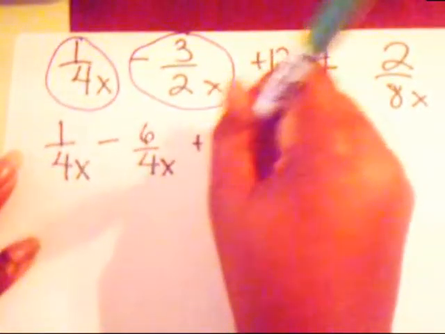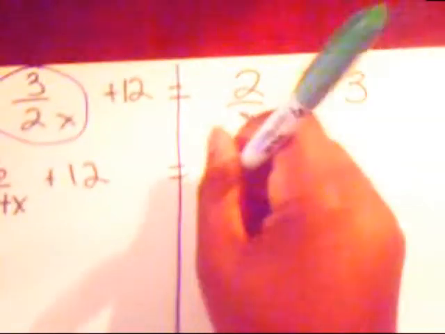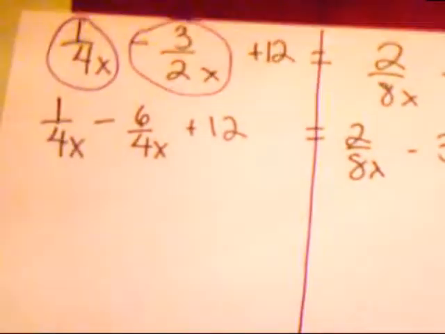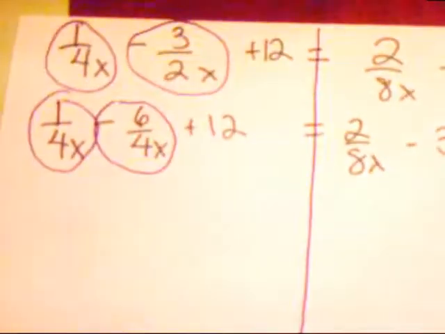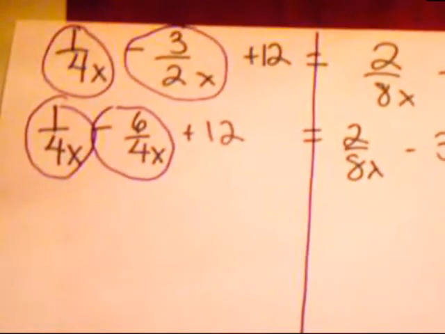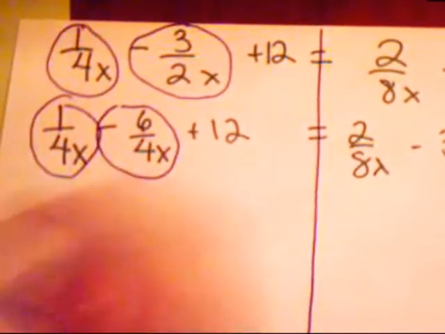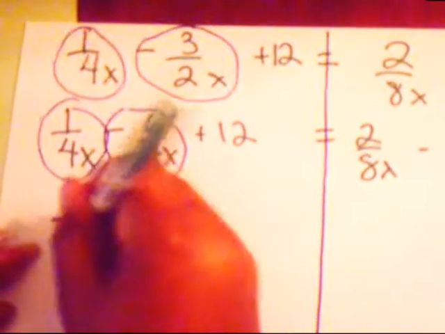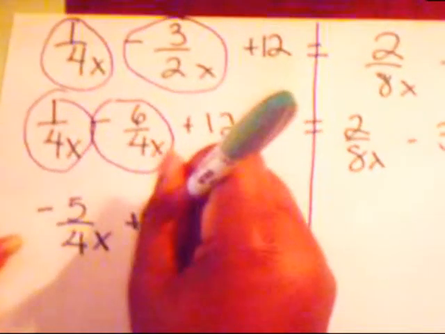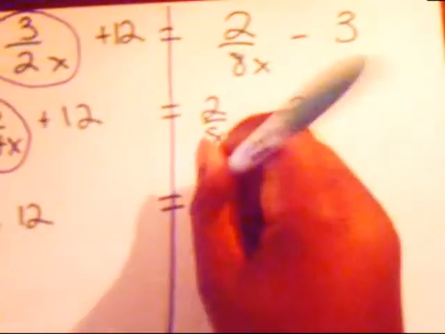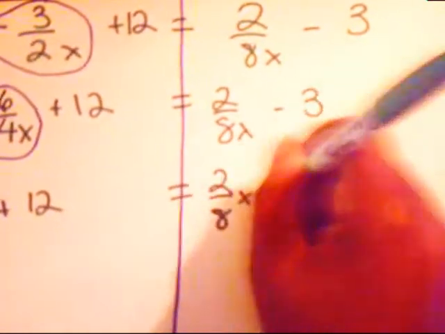Then plus 12 equals 2/8 x minus 3. We know everything else is going to stay the same. Okay? Now that these are truly like terms, 1/4 x and negative 6/4 x, we can combine them together. 1/4 x minus 6/4 x will give me negative 5/4 x plus 12 equals 2/8 x minus 3.